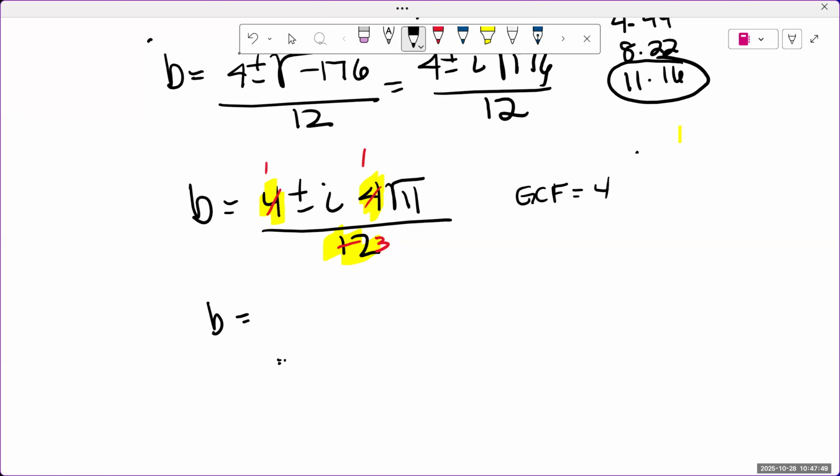So I have B is equal to 1 plus i rad 11 over 3 and 1 minus i rad 11 over 3. Or you could say 1 plus or minus i rad 11 all over 3.